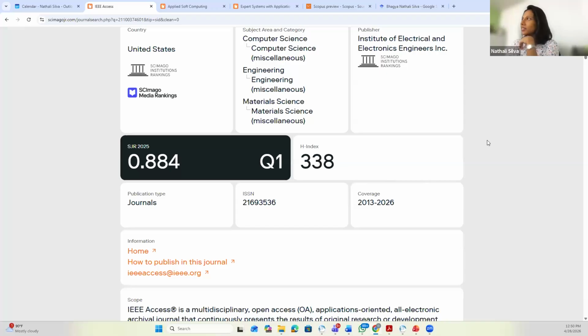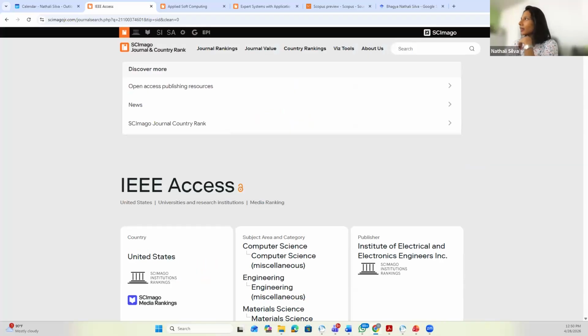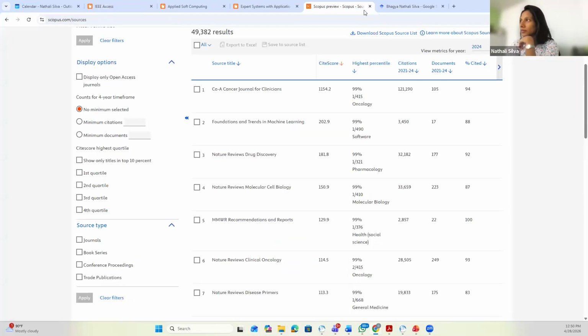Okay. Can you see the screen, the browser page? Is the browser page visible?